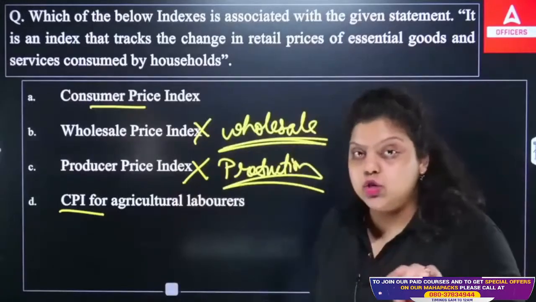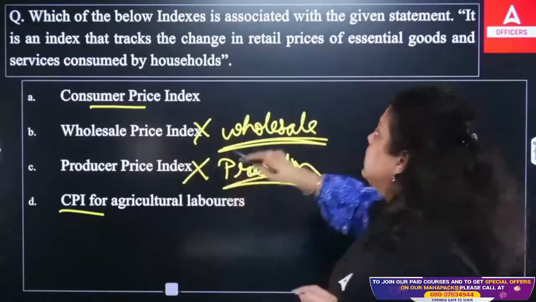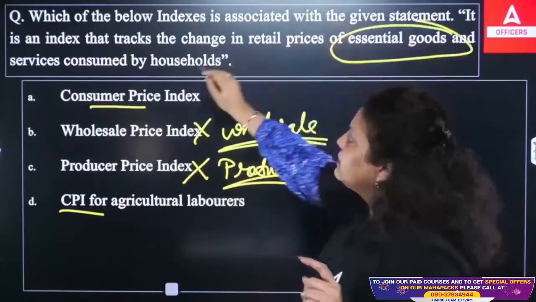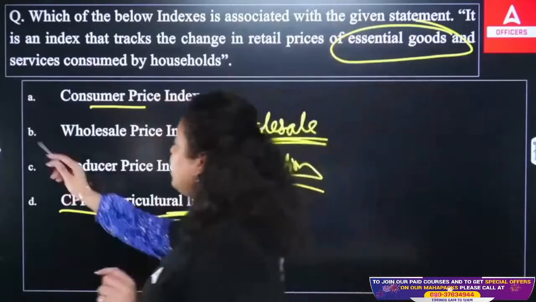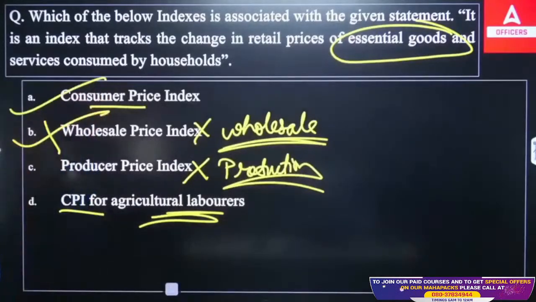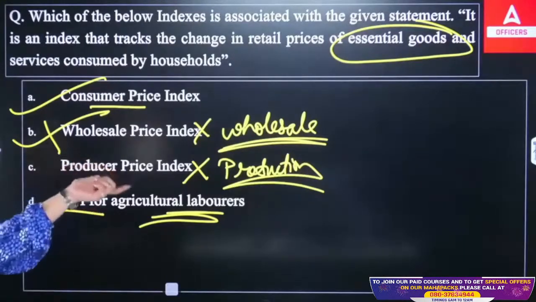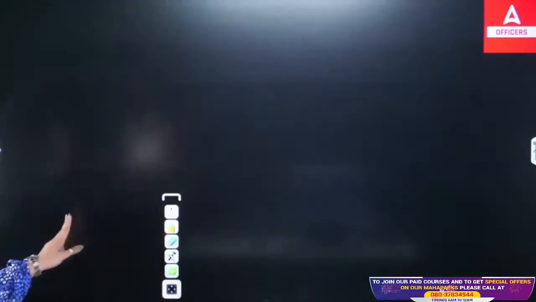Okay, so we have two options, consumer price index and here the CPI also. So this is what we know, that WPI measures the inflation at the wholesale level and CPI measures the inflation at the retail level, right? So in this situation, A and D can be right. Now we are talking about essential goods and services consumed by the household. Here you are talking about CPI for agriculture labor. So right answer will be what? It will be A, consumer price index. CPI measures the inflation at the retail level and also maintains the record related to the cost of living of the public. So right answer is A.